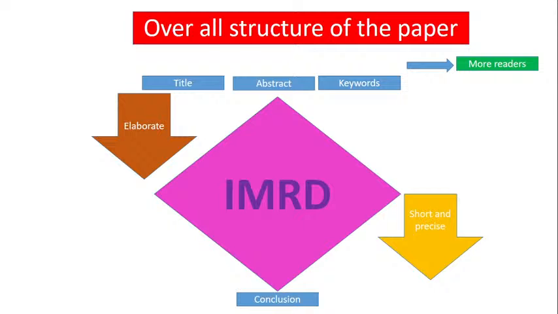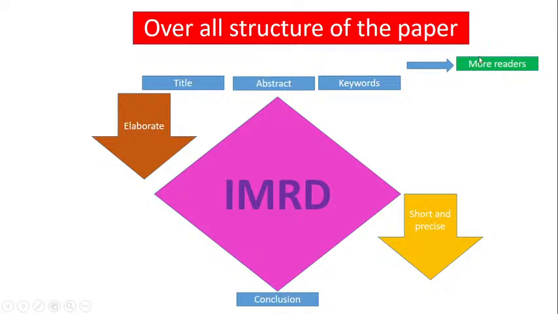Now I come to the overall structure of the paper, how it should be. This is my opinion: the IMRD structure. This is the most standard. 95% of publishers follow the IMRD structure. So here you look at the title, abstract, keywords.